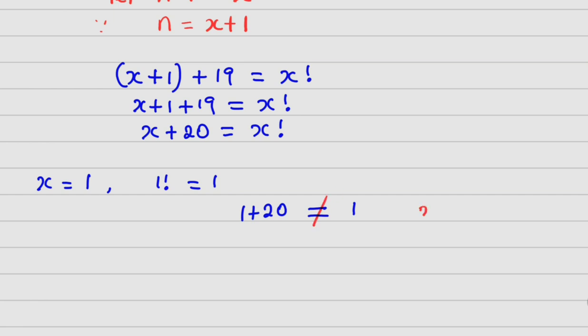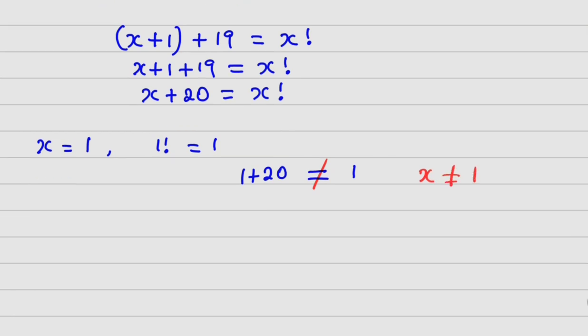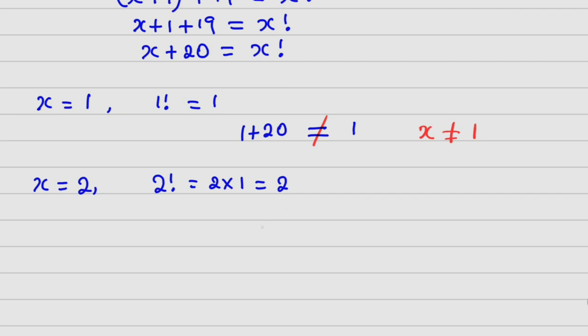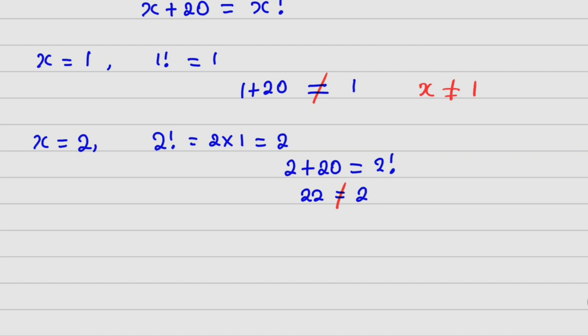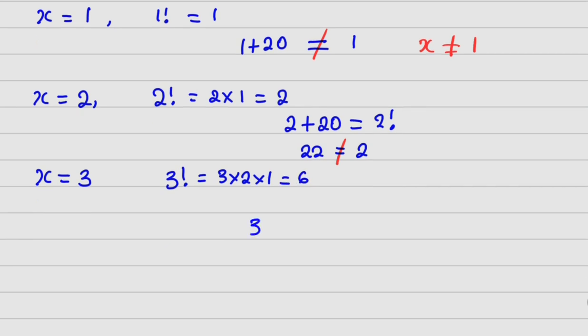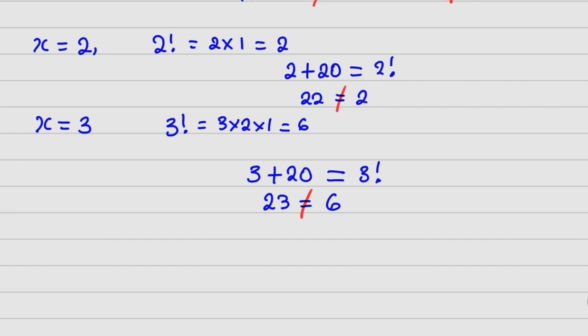Hence, x is never 1. I will now test 2. Let x be equal to 2. If x is 2, 2 factorial will be 2 times 1, which is equal to 2. So let me test x being 2, 2 plus 20. Is it equal to 2 factorial? That is 22. Is it equal to 2? Never, it is not. So we take it off. So let's test x is equal to 3. So 3 factorial is going to be 3 times 2 times 1, which is equal to 6. So let's test. Do we have 3 plus 20, which is 23, equal to 3 factorial, which is 6? Never. It is not. So we take it out.